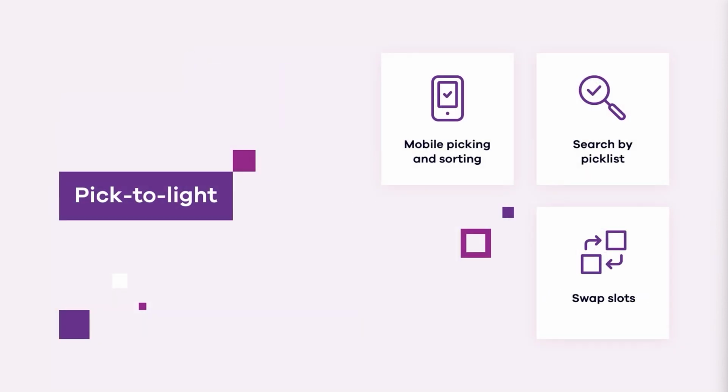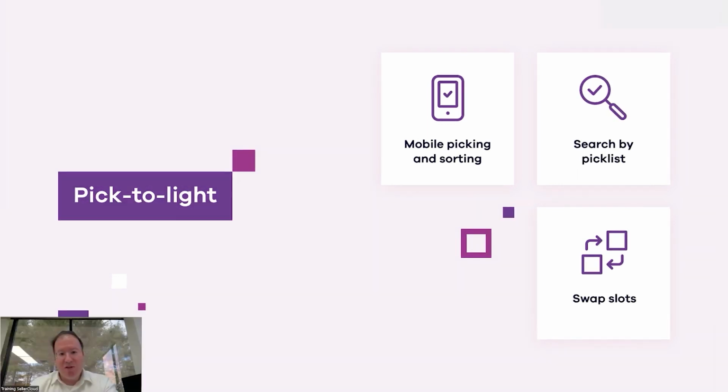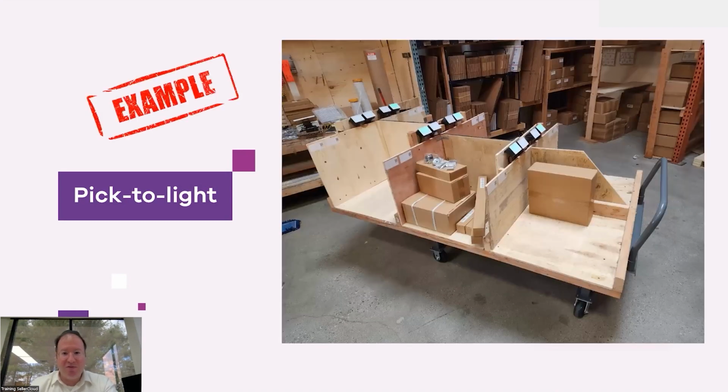Pick the Light requires SKUstack as well. Basically, it enables you to pick through SKUstack and never leave the SKUstack application and interact with the Skublox system. This is just an example a customer sent us of one of their mobile carts, which is battery operated, which has Skublox running on it. But you can really configure it any which way.